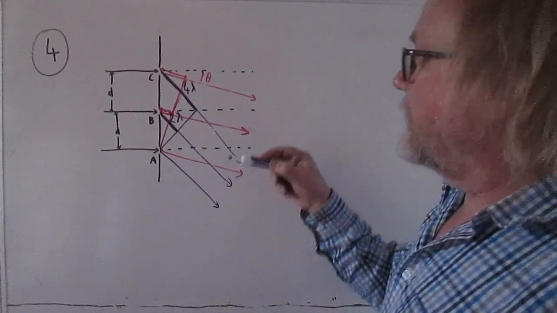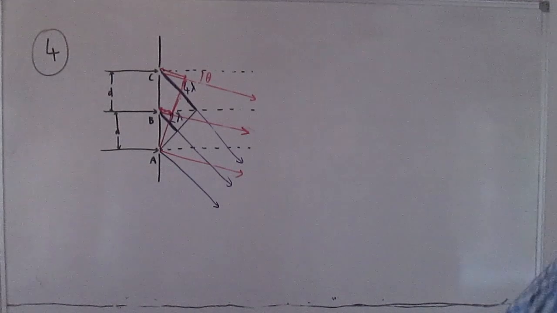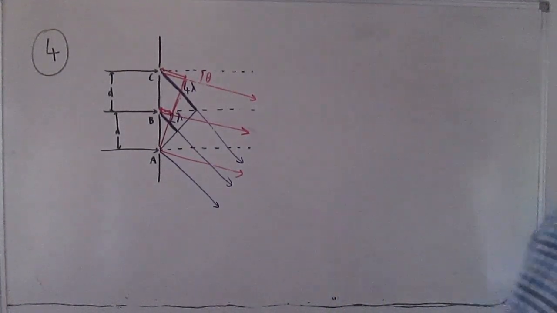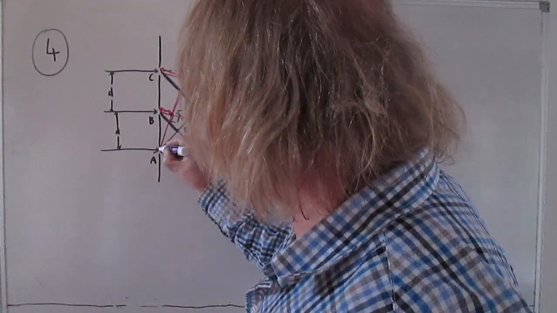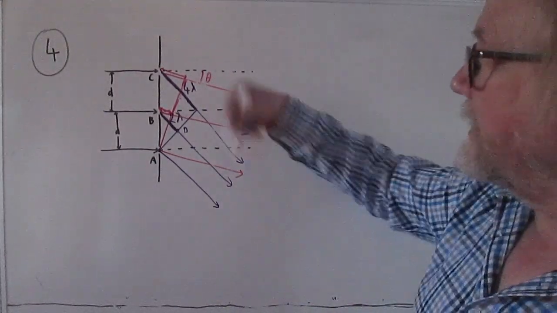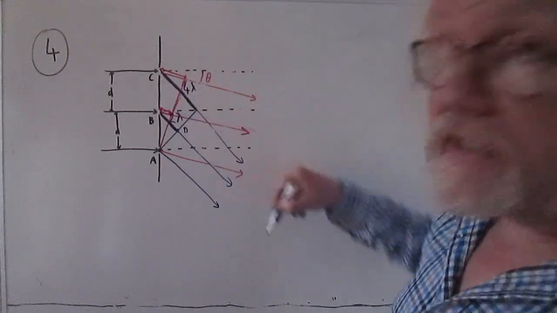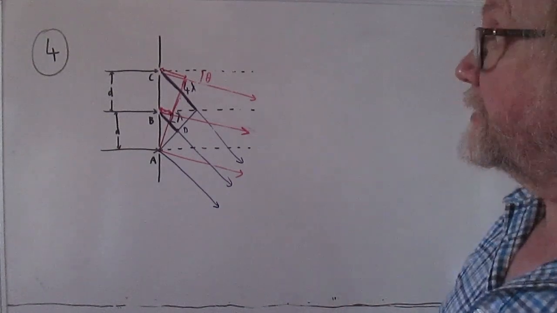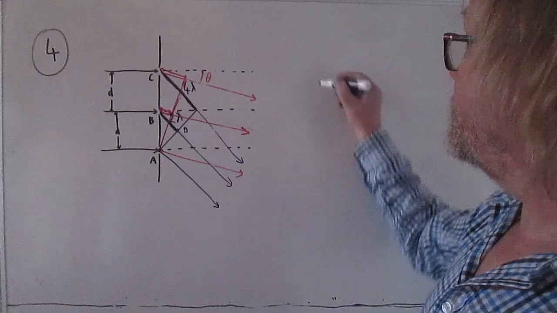Okay, so in answer to the question, therefore, what's the phase difference between the waves at A and D? So this is A and this is D. And the answer is the phase difference is 0, because they must be exactly in phase in order to get a bright image. If they weren't in phase, then you would get destructive interference and you wouldn't get the bright image. So the phase difference is 0 between A and D.